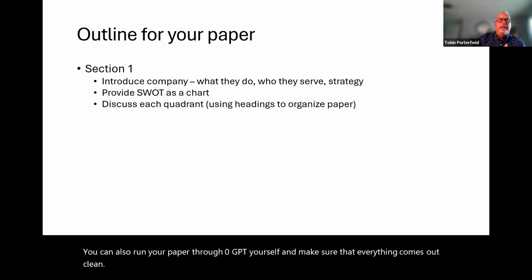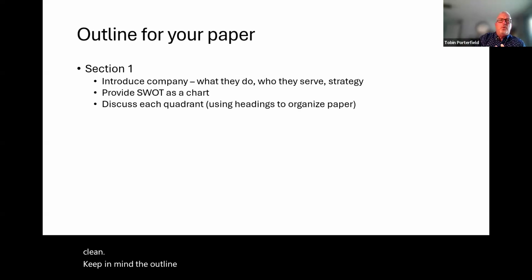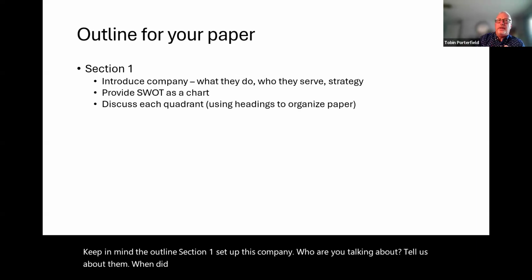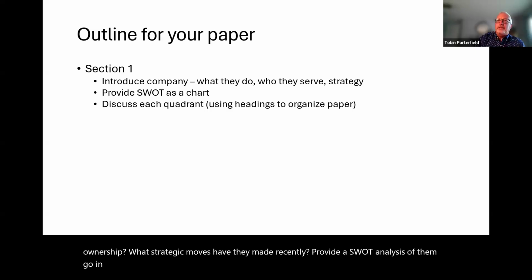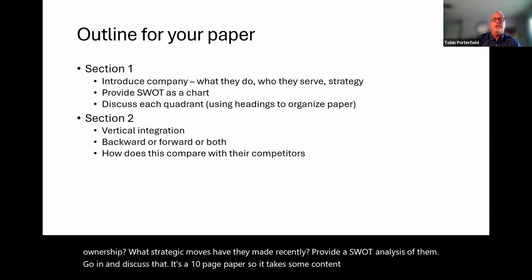Keep in mind the outline. Section one, set up this company. Who are you talking about? Tell us about them. When did they start? How big are they? What's their growth pattern? What's their ownership? What strategic moves have they made recently? Provide a SWOT analysis of them. Go in and discuss that. It's a 10-page paper, so it takes some content to fill out 10 pages.